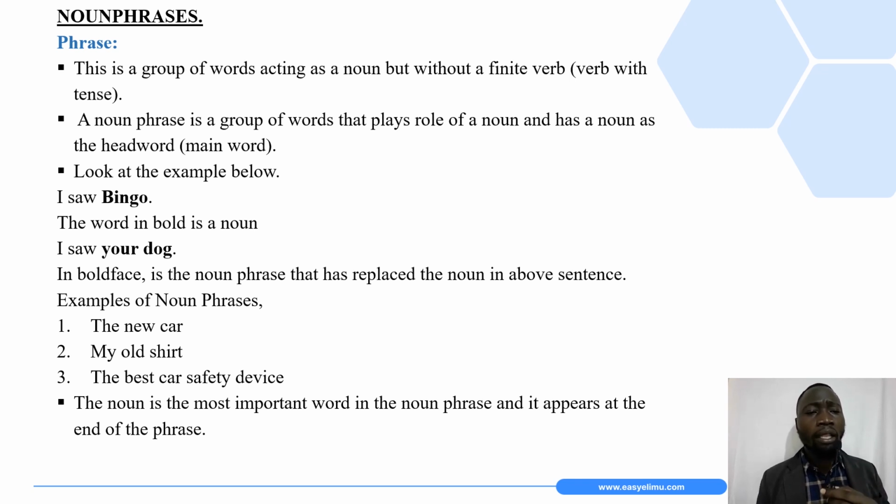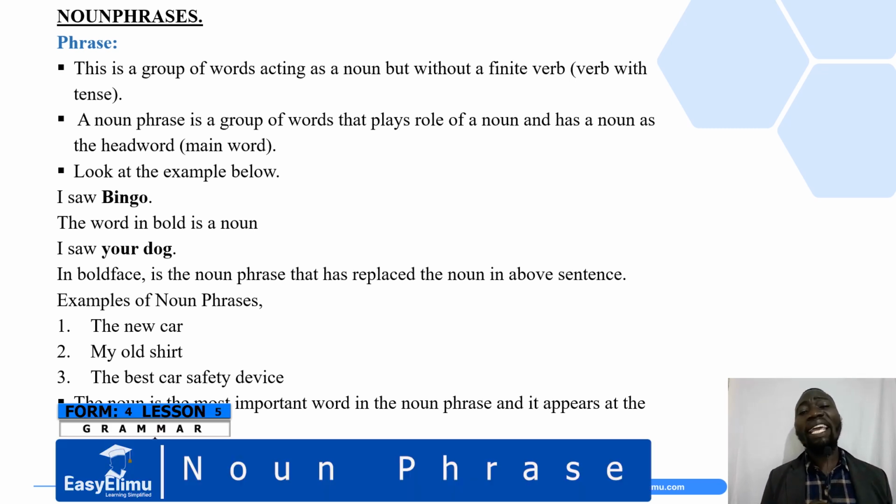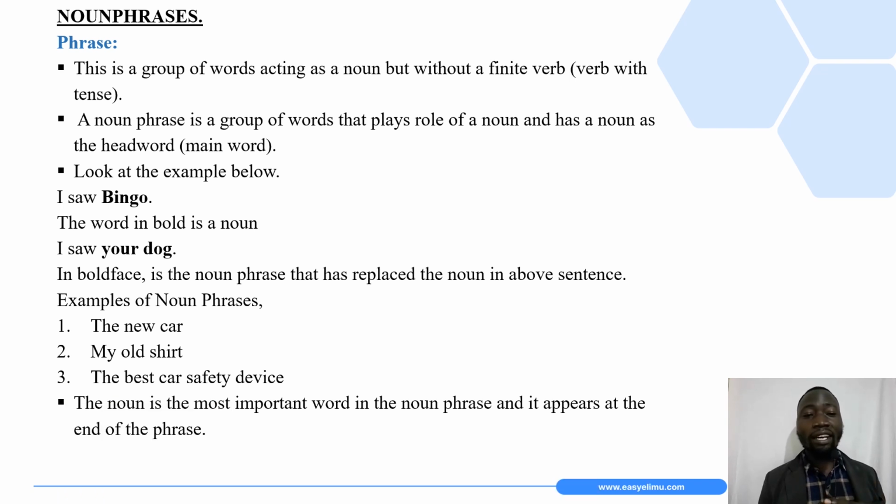sentences. So to begin with, dear students, a phrase refers to a group of words acting as a noun but without a finite verb. So a finite verb is a verb with a tense. Now that is what a phrase is. Talking about a noun phrase, it is a group of words that plays the role of a noun and has a noun as the head word. That is, they have nouns as the main word. So I want you to study the examples that we have below.